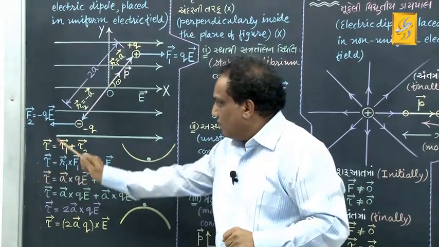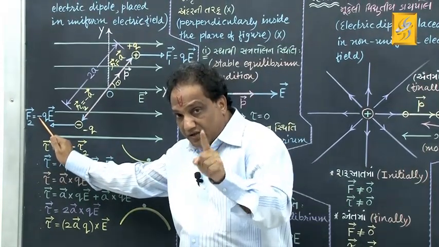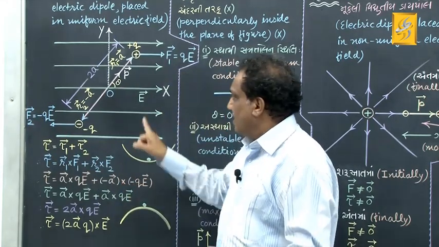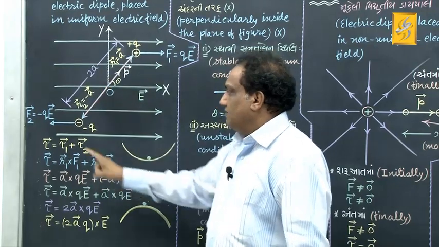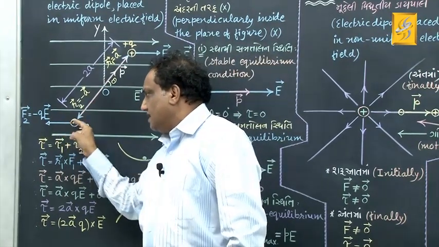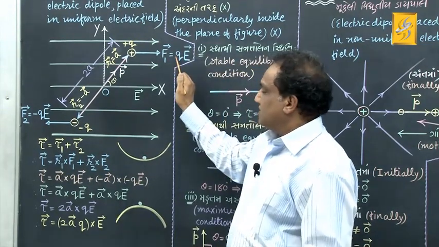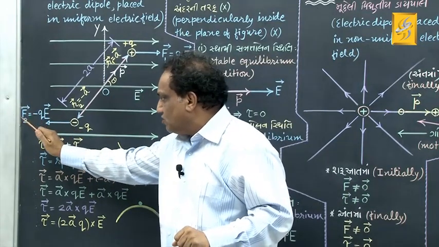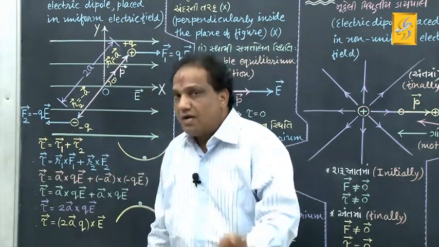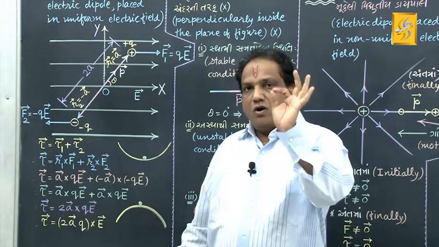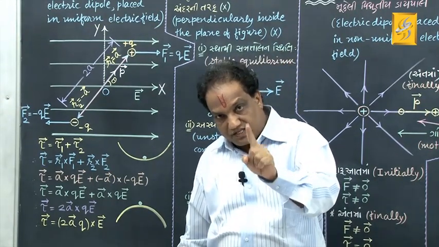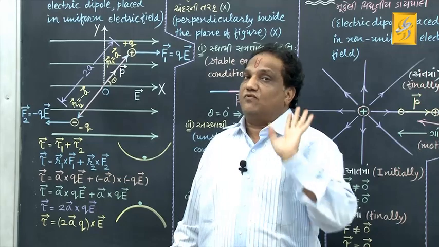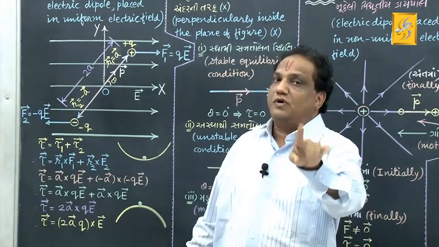Very simple. What does this negative sign indicate? The negative sign indicates that these two vectors are in opposite directions. If the vector is toward the right hand side, then this force must be shown towards the left hand side. Here there is a positive sign, so these two vectors are in the same direction. Here there is a negative sign, so these two vectors are in just opposite directions. From now onwards, please remember one thing. On a positive charge, electric force is exerted in the direction of the electric field. But on a negative charge, electric force is exerted in a direction opposite to the electric field.